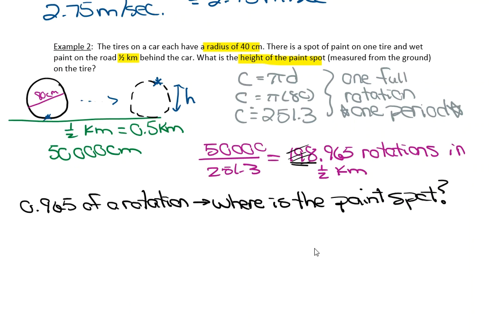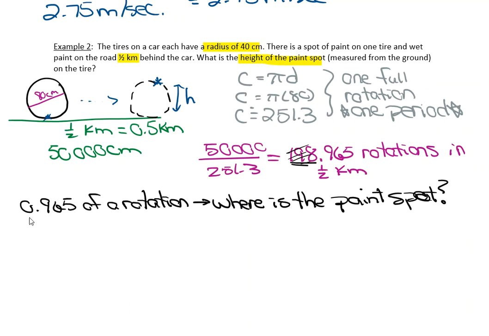And I want to point out there's more than one way to do this question, and some of those will come up in your homework. So if you were thinking of another method, it quite likely would have worked. I'm just going to go over this one today. So where will the paint spot be after almost a full rotation, 0.965 of a rotation? So how am I going to use that?